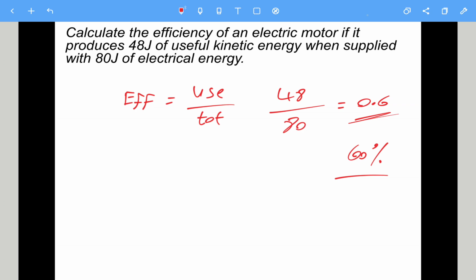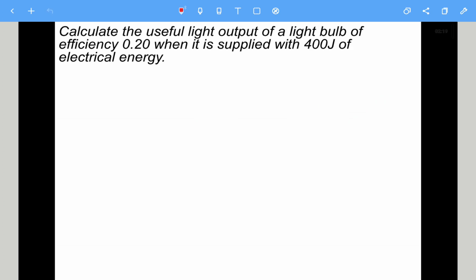Let's try another example. So if you want to pause and have a go at this one. Calculate the useful light output of a light bulb with efficiency 0.2 when it's supplied with 400 joules of electrical energy. So efficiency is useful divided by total.